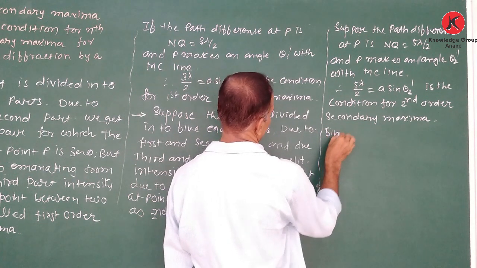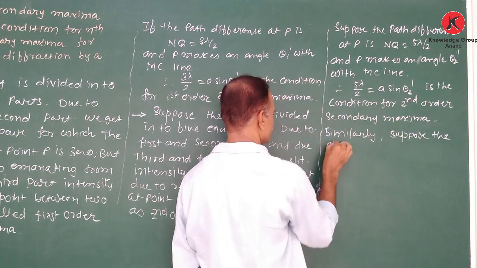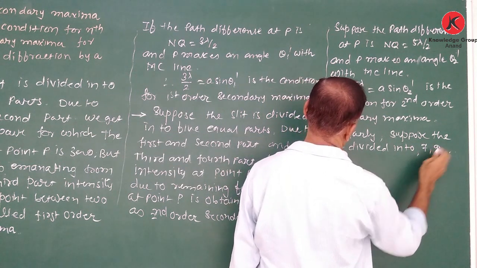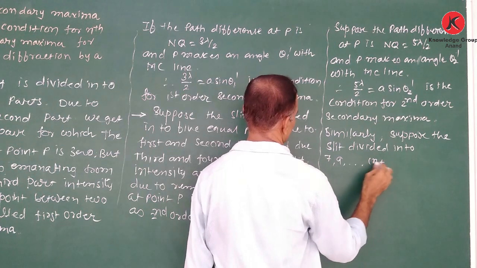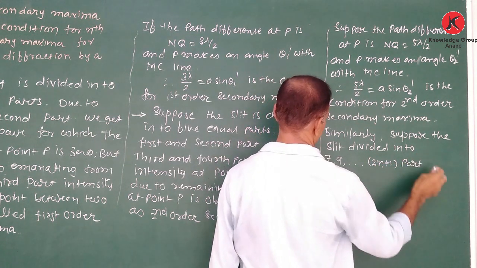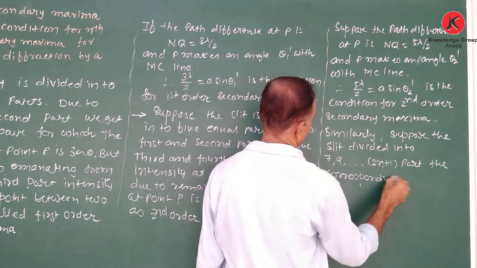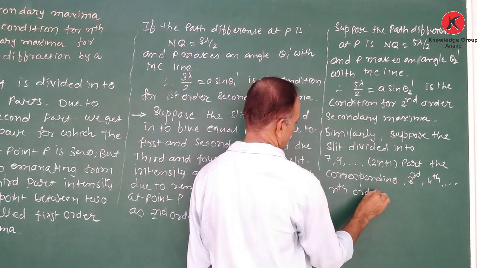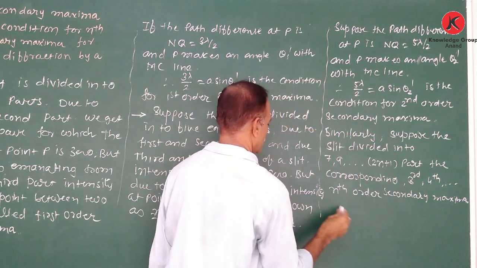Now, similarly, suppose the slit is divided into 7, 9, and so on, 2n plus 1 parts, the corresponding third, fourth, nth order secondary maxima are obtained at point P.